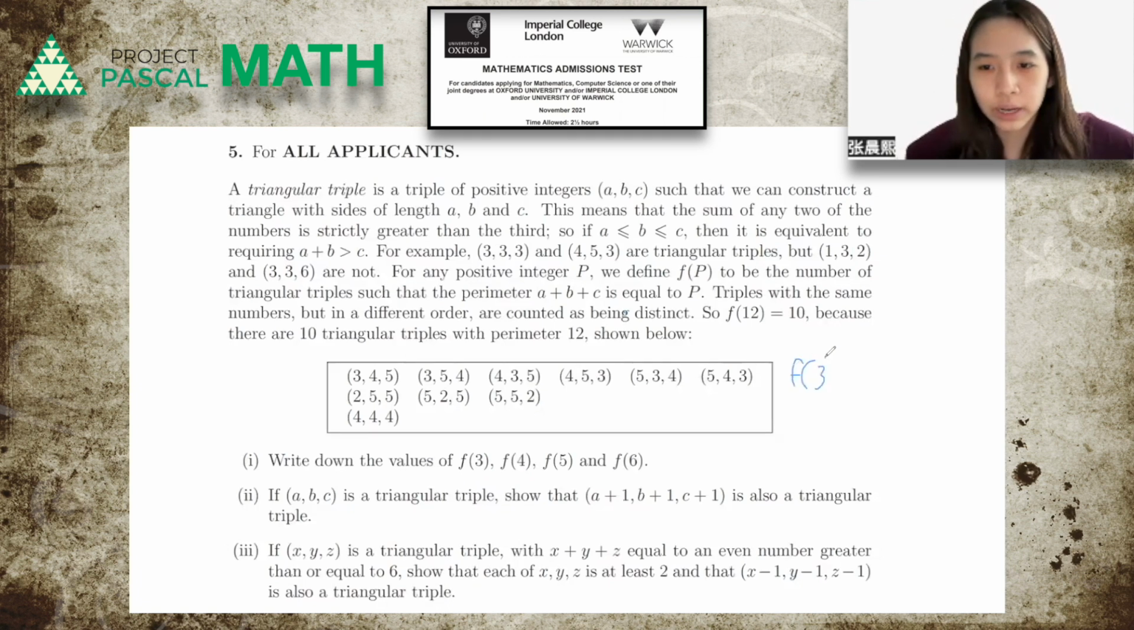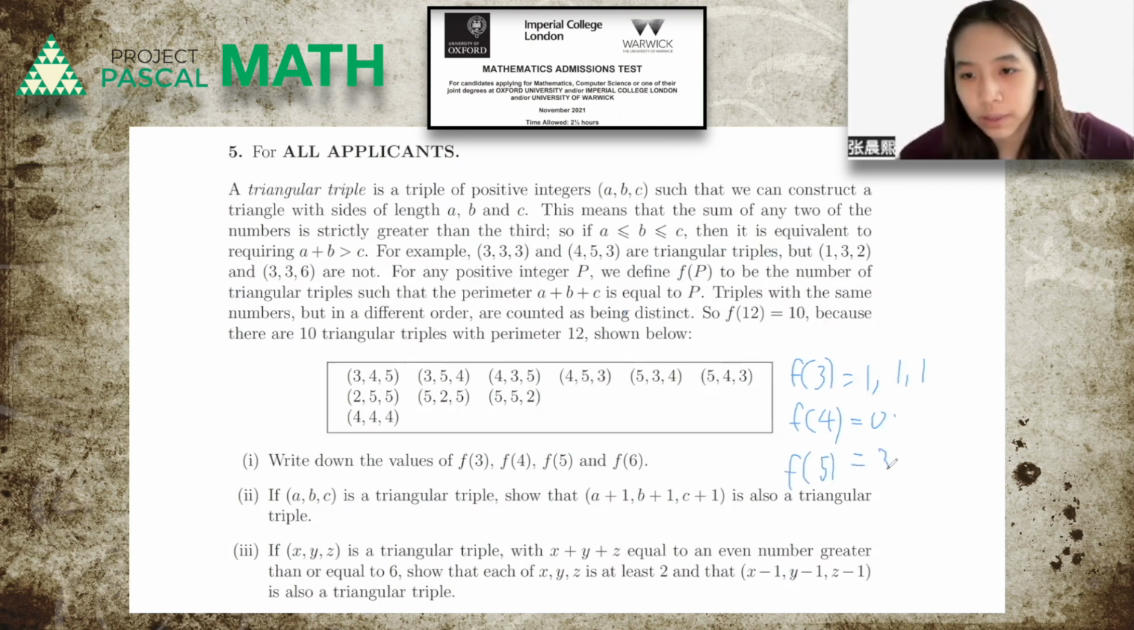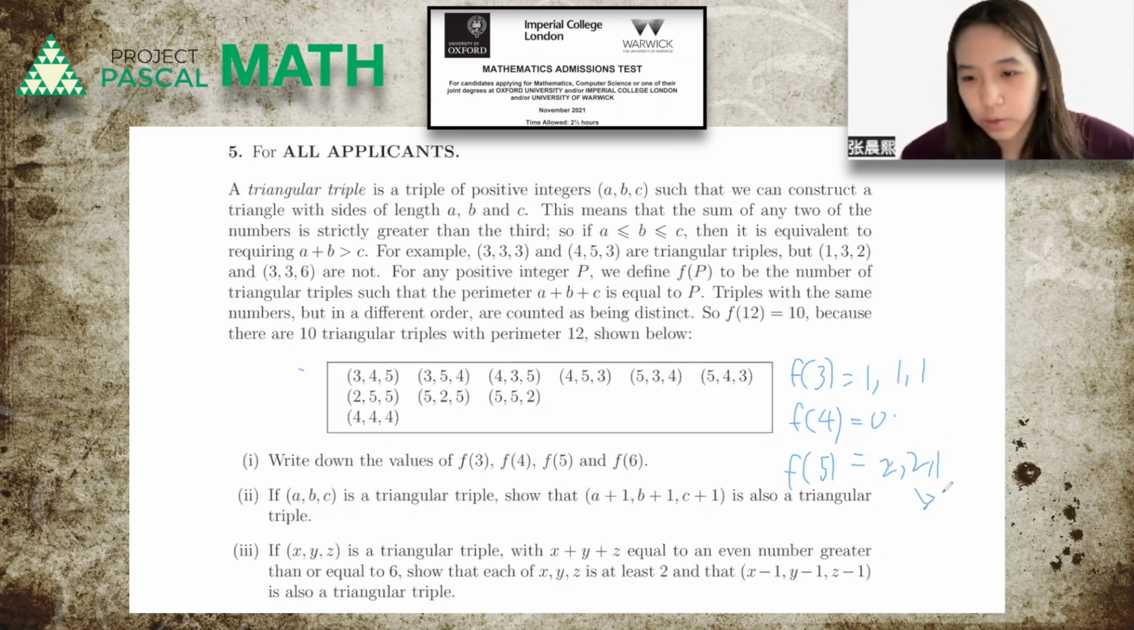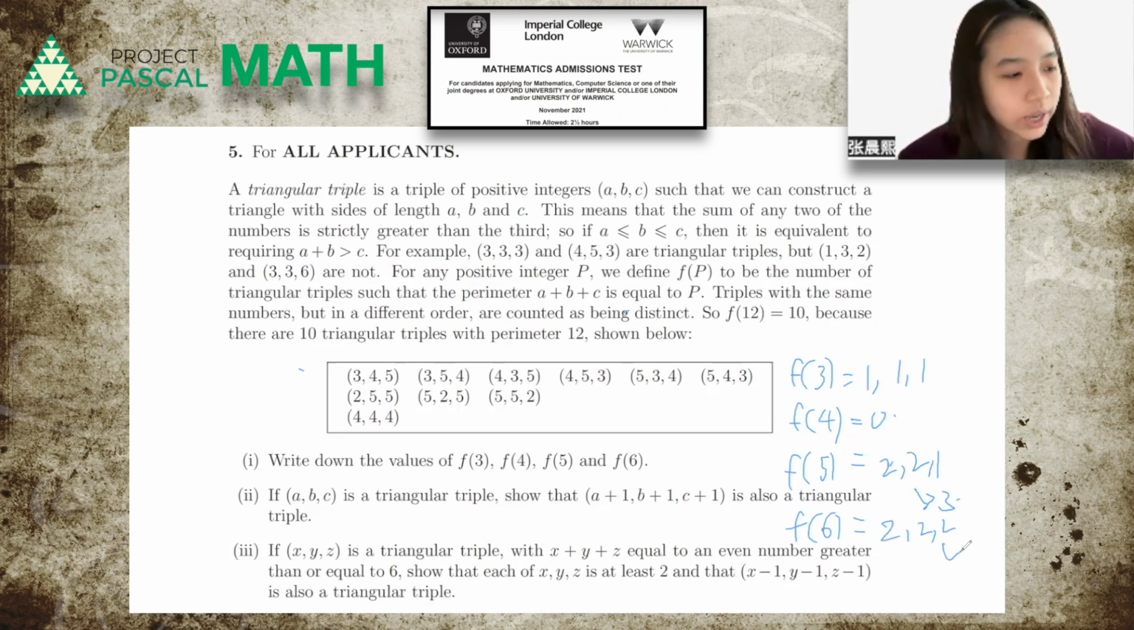Ask you for F3 is equals to 1, 1, 1. Then I consider F4, realize it's 0, since it doesn't really have anything that fulfills the triangle inequality. Then you have like 3, 3, 3, 1, 1, which does not fulfill the condition. And so you try for 2, 2, 1. And this gives like 3 different permutations. So it's 3. And F6 equals to 2, 2, 2, which again is only one solution.